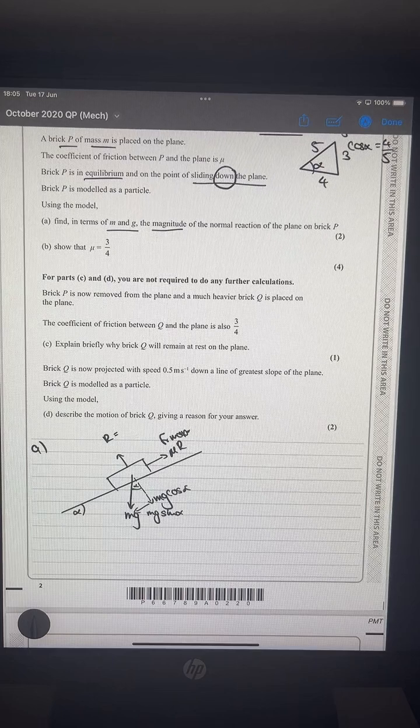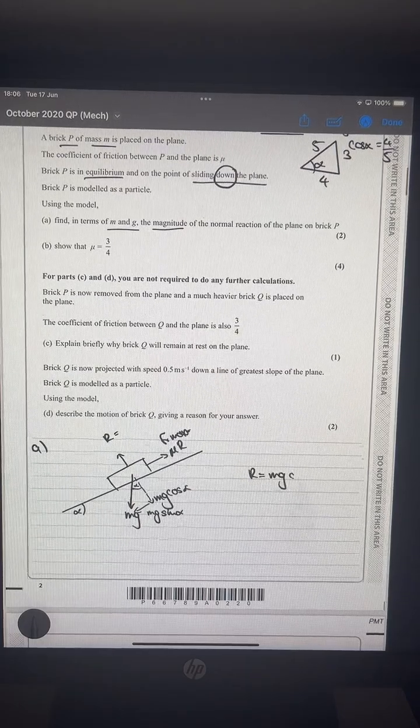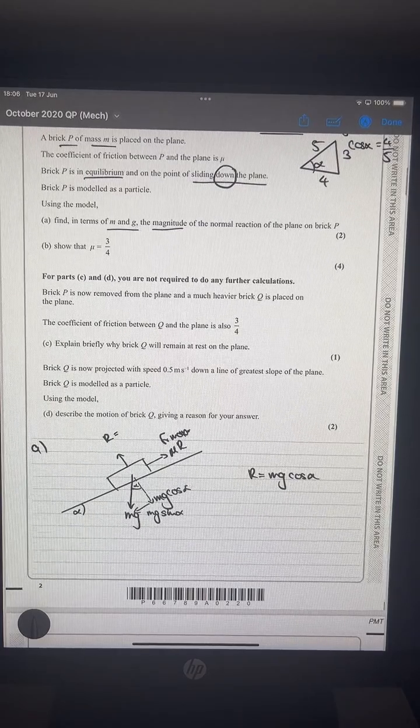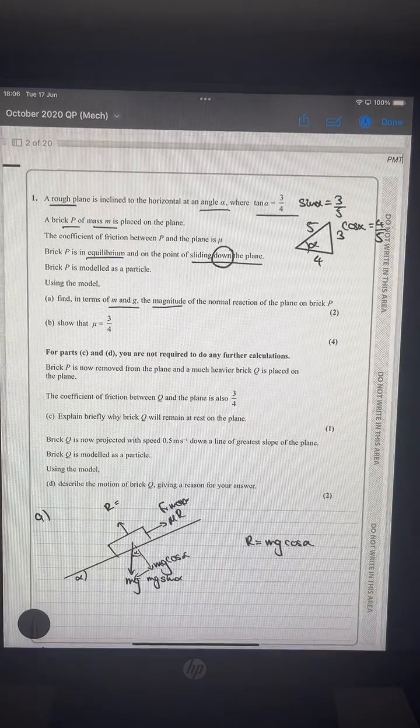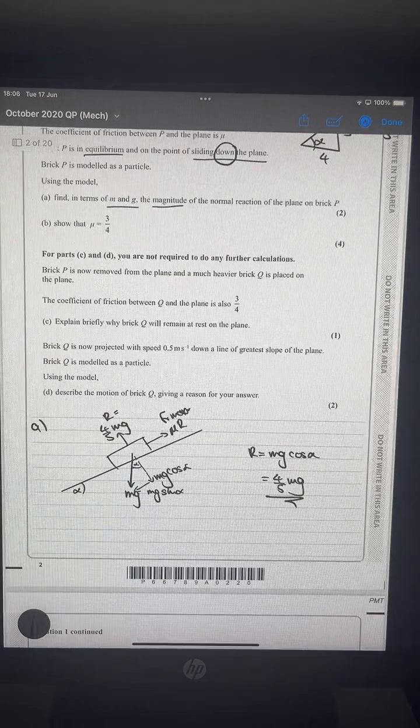Part A wants us to find the normal reaction force. If we look at our diagram and see what the forces perpendicular to this slope are, it's just going to be mg cos alpha. So R is equal to mg cos alpha. We know what cos alpha is, if we look up here, it's 4/5. So that's simply 4/5 mg. And that's it for part A. I'm just going to label my diagram there. You can see I didn't need all this information, but drawing the diagram straight away helps you to understand what is happening in the question.